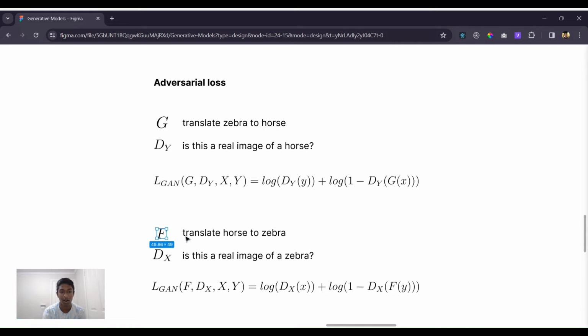We also have our F generator, which translates horses to zebras, and our DX discriminator, which checks if this is a real image of a zebra. And we have that corresponding loss function right there. So those are our two adversarial losses. In this case, the generator G would be trying to minimize this loss, and the discriminator Y would be trying to maximize this loss, while the generator F would be trying to minimize this loss, and the discriminator X would be trying to maximize this loss.